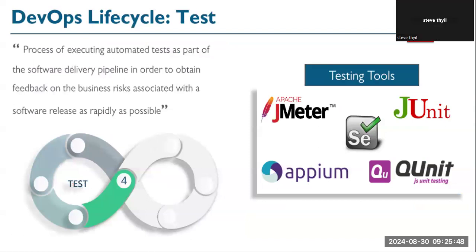Tell me the names. Selenium, correct. JUnit, QUnit, Appium, JMeter. Manual testing people are there, right? They will do the manual testing. TestNG, correct. Guys, these are the testing tools that are available.